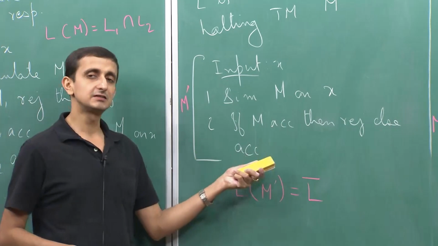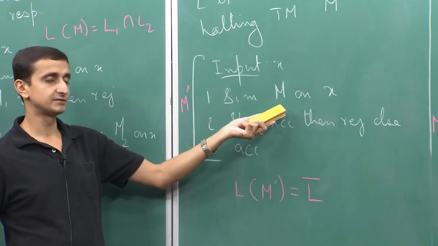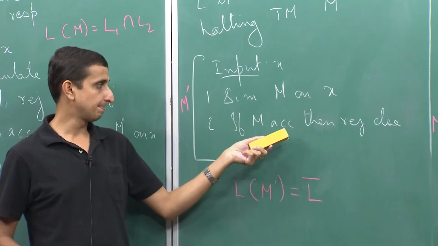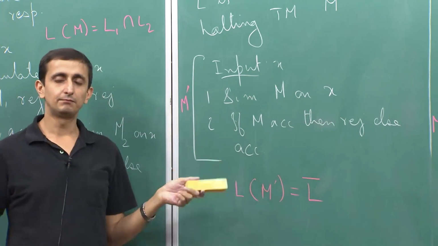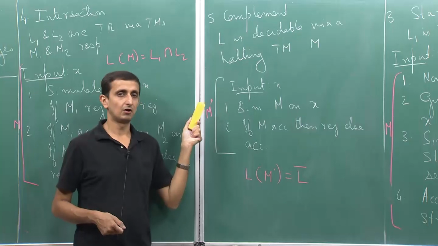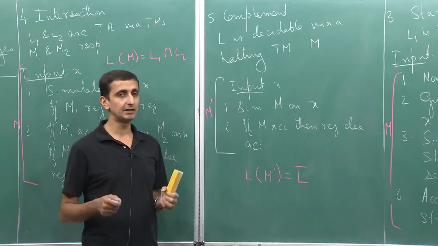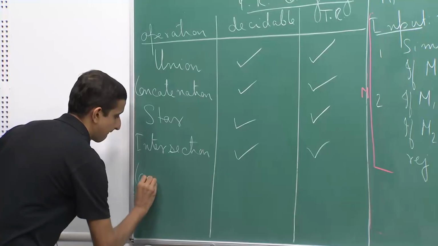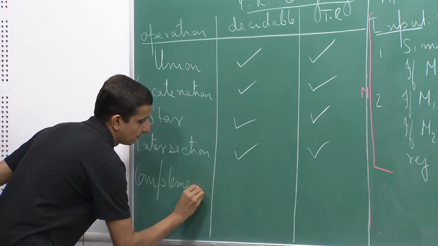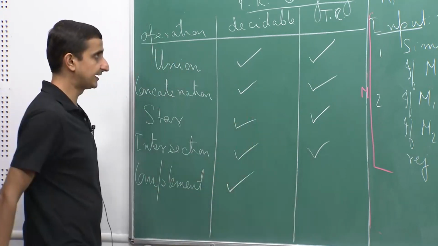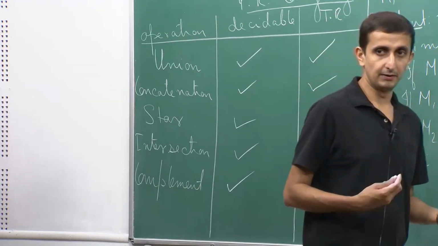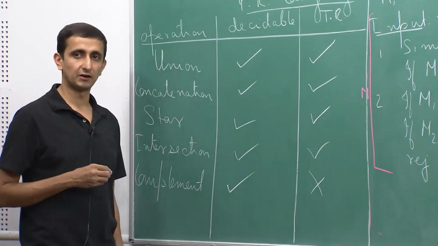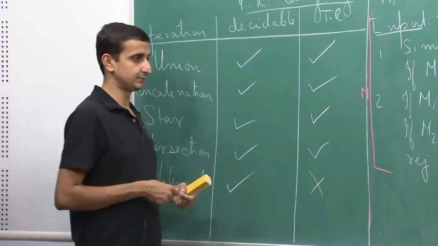But what we crucially use in this argument is that the machine M always halts, okay, because if M halts and accepts, then we are rejecting; if M halts and rejects, then we are accepting. But that is only true for decidable languages or halting Turing machines. What if L is a Turing recognizable language? Okay. So, for complement, decidable languages are certainly closed under complement, but as it turns out, Turing recognizable languages are not closed under complement. Okay. So, this is an exception.